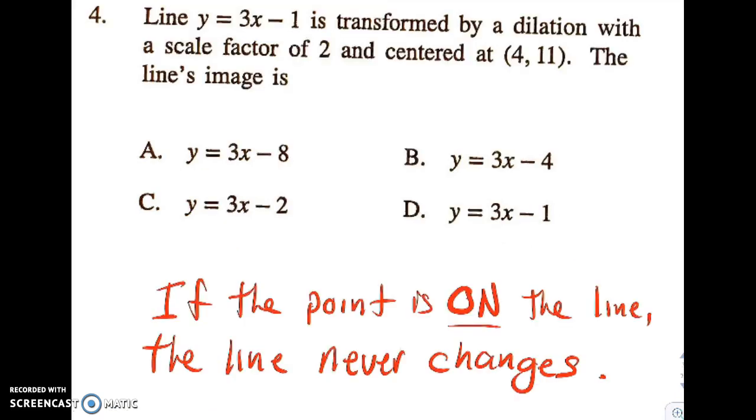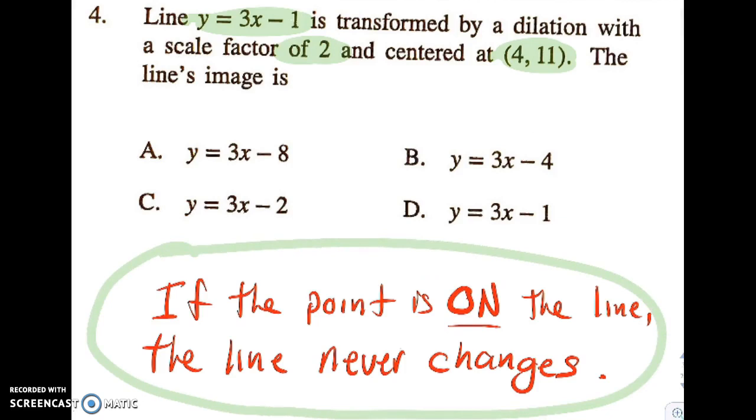In number 4, it gives you the equation of a line in y equals form, so that's good. And it's being dilated by 2, but the center of dilation is strange. It's (4, 11). But usually when they give this question, you have to consider something. If the center of dilation is on the line, then the new line is the same line. It doesn't move if the center of dilation is on the line.